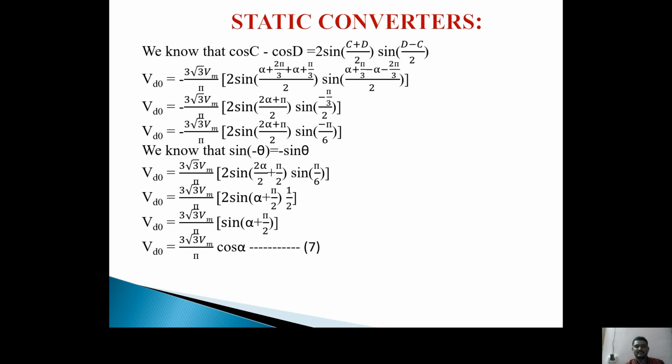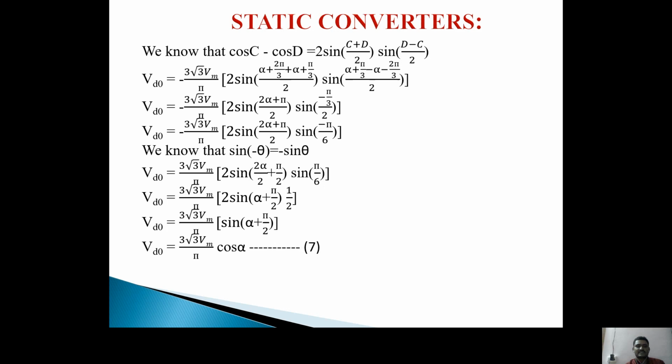So substitute this formula into this equation, that is Vd0 is equal to 3 root 3 Vm by pi into 2 sine of, here C is alpha plus 2 pi by 3 and D is alpha plus pi by 3. So that's why I am taking 2 into sine of (alpha plus 2 pi by 3 plus alpha plus pi by 3) by 2 into sine of D, that means (alpha plus pi by 3 minus alpha minus 2 pi by 3) by 2. So after substituting the formula, we get Vd0 is equal to 3 root 3 Vm by pi into 2 sine of (2 alpha plus pi) by 2 into sine of (minus pi by 3) by 2.